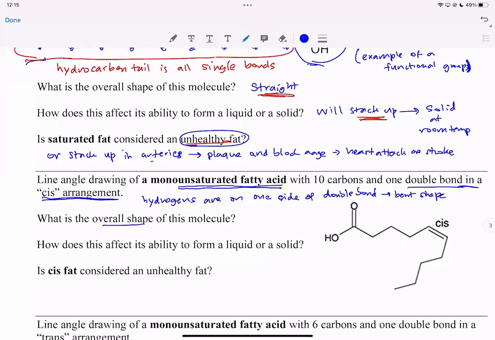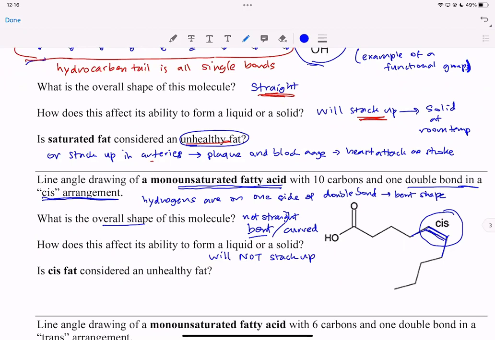So the overall shape of this molecule, instead of being straight, is an overall bent shape. See how it's bent or curved? It makes this C shape. And this is the cis arrangement of that double bond. This is the double bond, and because the hydrogens are both on one side, it forces the hydrocarbon tail to bend around. And so what happens when it is bent is this will not stack up. When these molecules are C-shaped, when they're curved, they won't stack up.